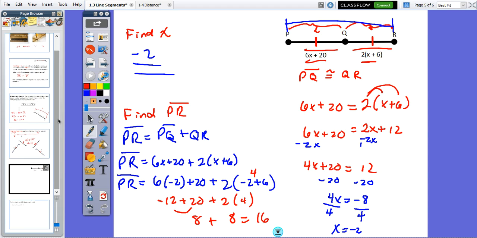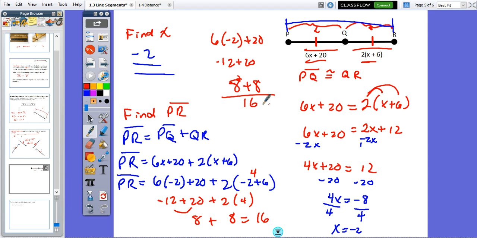I got 16. I think lots of you guys got that 16 in class. There was one way somebody did it differently. They said, hey, I just found one of these and doubled it because I know they're congruent. And that's a great way to do this. You just take one. Take the negative 6, put the negative 2 plus 20. I get negative 12 plus 20. Add them up. You get positive 8, sorry. And then just add another 8 because the other side is also congruent to it. That also gives us 16. That's perfectly fine as well. You can do it that way.